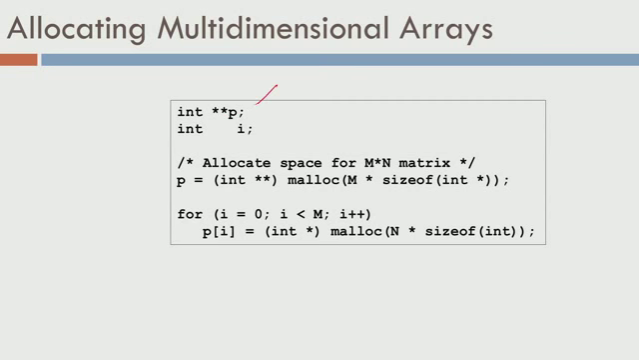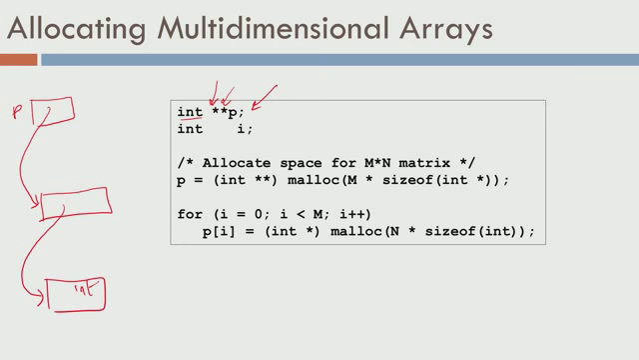So we start with int star star p. So the meaning of that is p is a pointer to a pointer to an integer. So let us see what that means. P is not pointing to an integer. P in turn is pointing to another pointer, which is in turn pointing to some integer. So that is the meaning of int star star p. And int i is declaring space for an integer i.